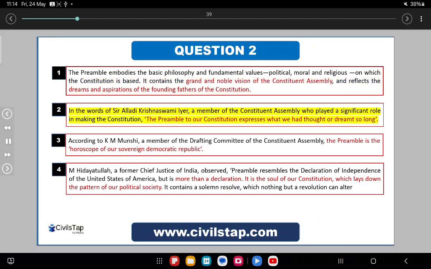1. In the words of Sir Alladi Krishnaswamy Iyer, a member of the Constituent Assembly who played a significant role in making the Constitution, the preamble to our Constitution expresses what we had thought or dreamt so long. 2. According to K.M. Munshi, a member of the drafting committee of the Constituent Assembly, the preamble is the horoscope of our sovereign democratic republic.